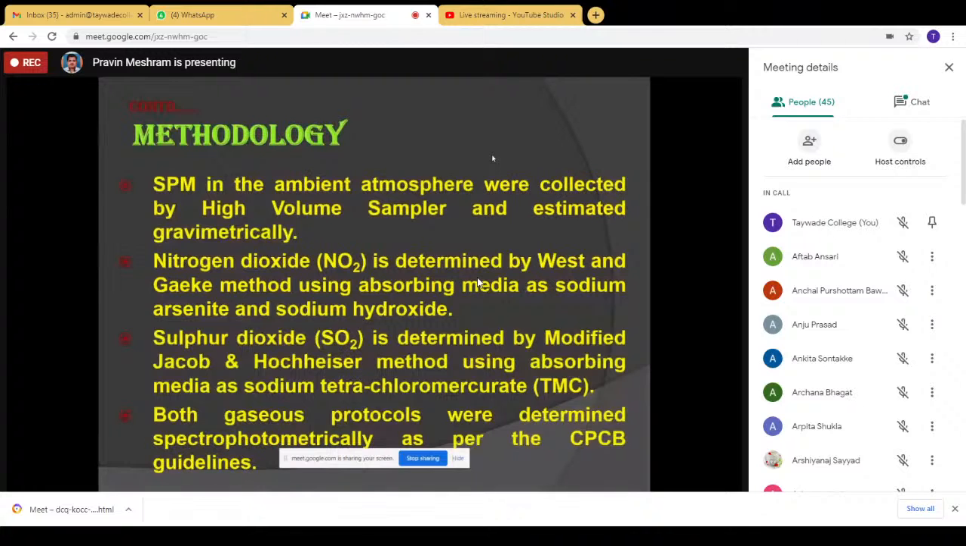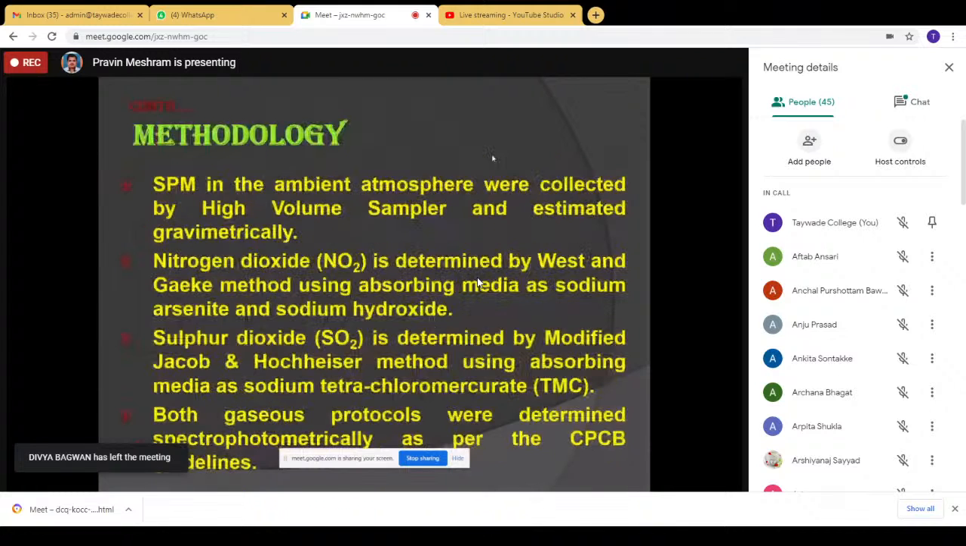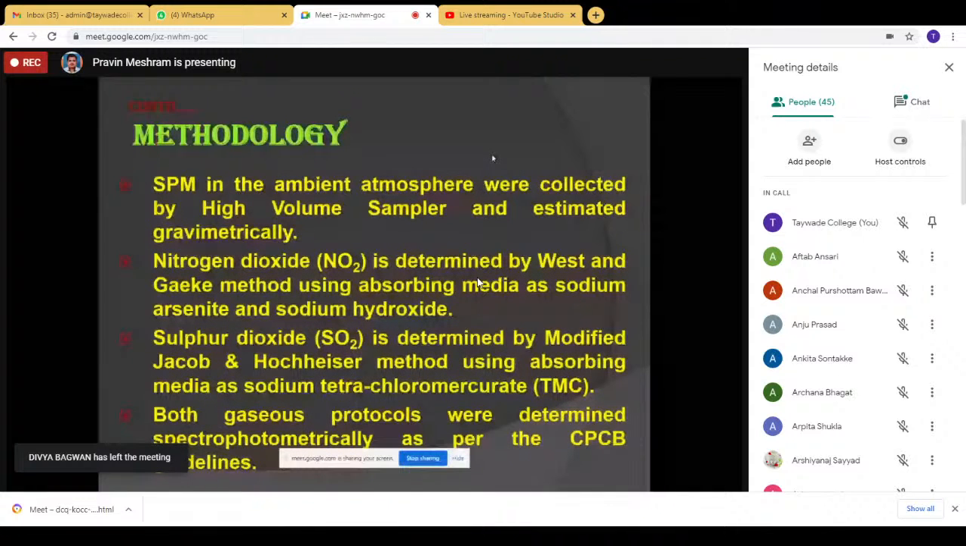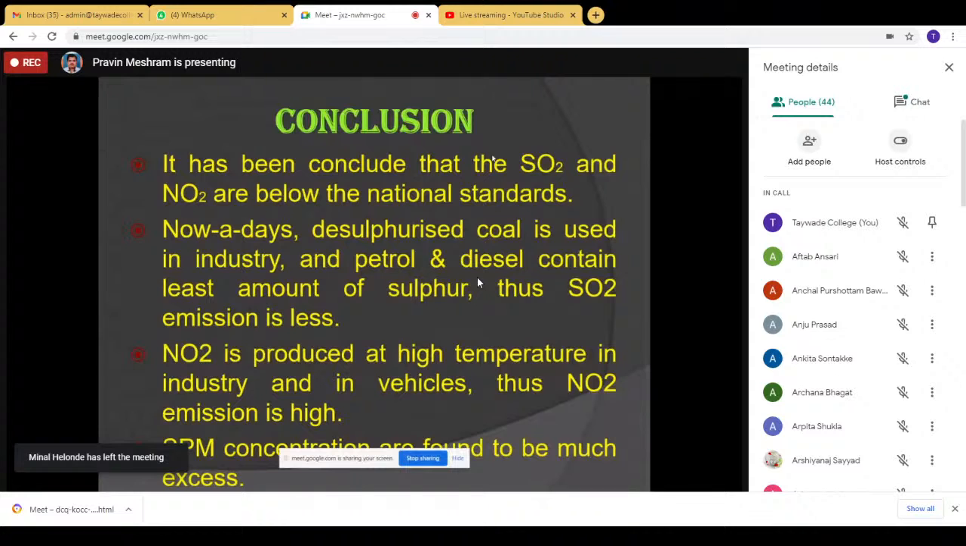Actually, हे जे Jacobs and Hochheiser method आणि West method जे काही मी तुम्हाला describe करतो आहे, these are all procedures prepared by several foreign scientists, and then they were named after them. Both the gaseous pollutants were determined spectrophotometrically as per the guidelines given by the MPCB and the CPCB. In our study, the conclusion we received is that SO2 and NO2 are below the national standards.